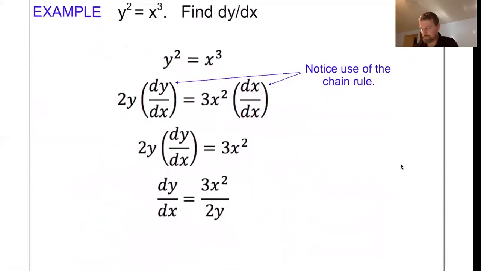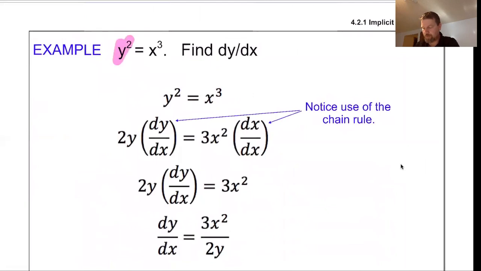So here we're going to take the derivative of y squared equals x cubed, and we're going to find dy dx with this idea of implicit differentiation. So same thing, we're going to show this step by step. Derivative of that side, well, derivative of y squared is 2y, but then I have to multiply by the derivative of the inside. The derivative of y is dy dx.